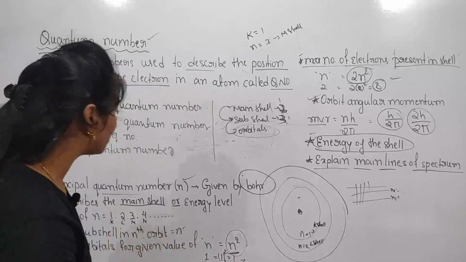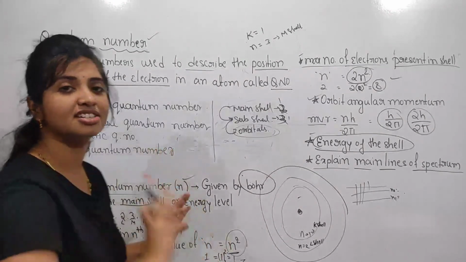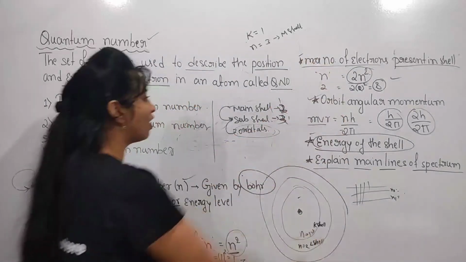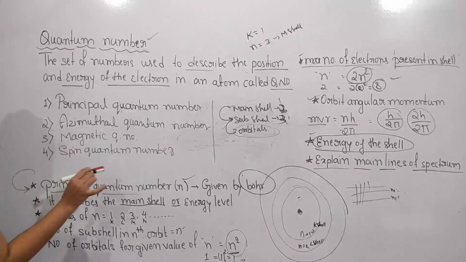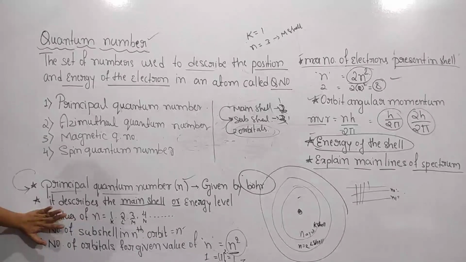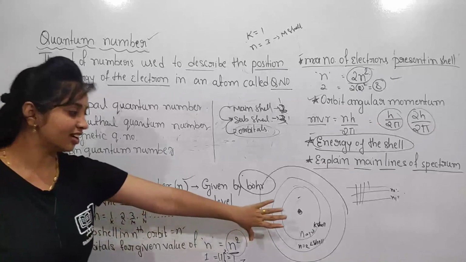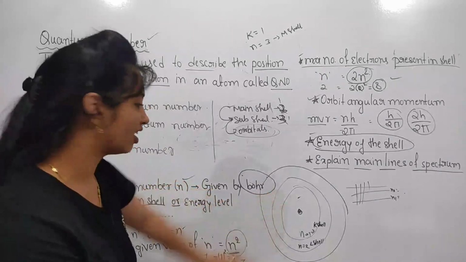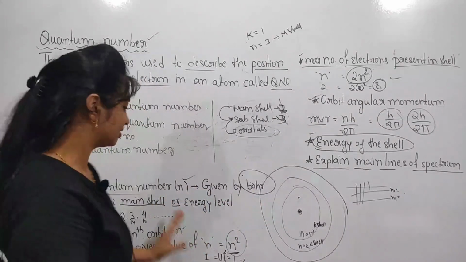So this is all about the principal quantum number. The principal quantum number gives us information about the electron. Once again I wish to repeat here: the principal quantum number describes the main shell or energy level of the atom, or the main shell or energy level of the electron.